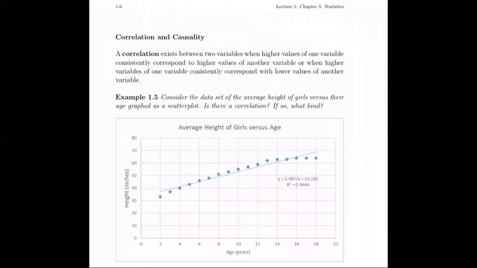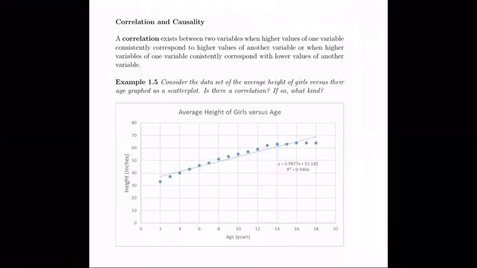So below we're asked to consider in this example, the data is the set of average height of girls versus their age graphed as a scatter plot. So the scatter plot are the points, the dots in this picture. Graphed on there is the line of best fit. This is computer generated. We'll learn how to do this with StatCrunch and or Excel in the future. It's nice to be able to have this and see whether or not this data is linearly correlated or otherwise. And the first question they ask is there a correlation?